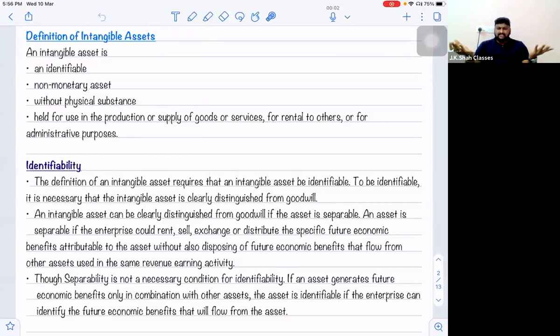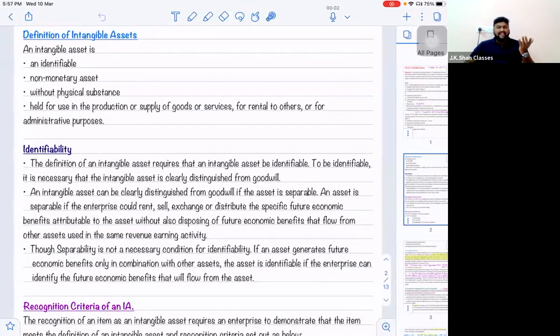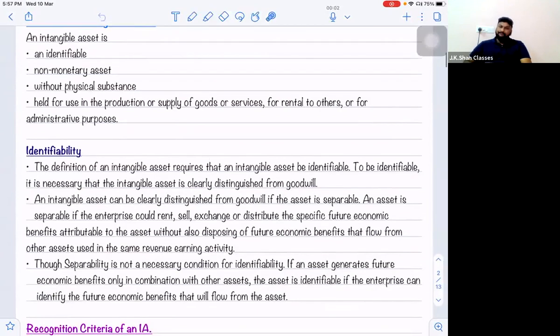Best example, JK Shah Classes. JK Shah Classes has such a huge goodwill. It is self-developed goodwill, and goodwill with the help of other assets in the business is helping JK Shah Classes to earn a good amount of revenue. Right? A good answer. So goodwill or self-generated brand values, right? These are what? Intangible assets without the identifiability clause. They cannot be identified separately. Right? So let us read further about identifiability.